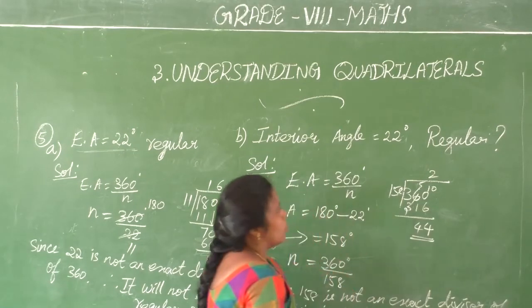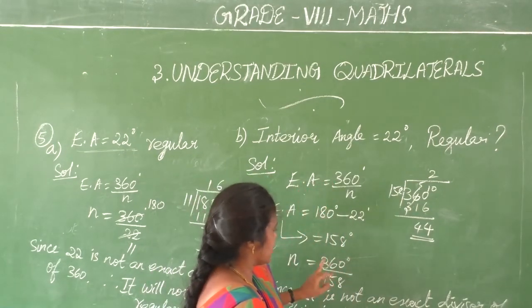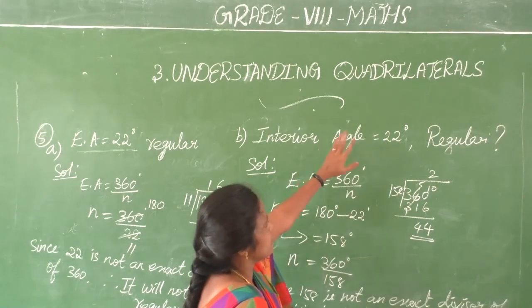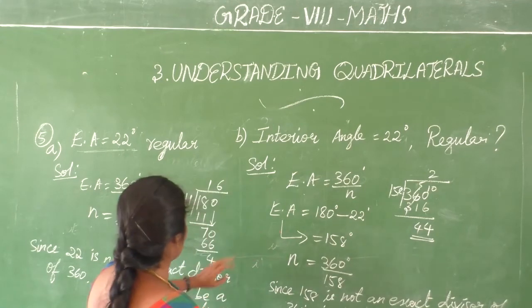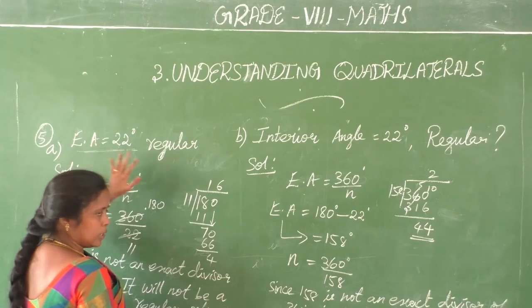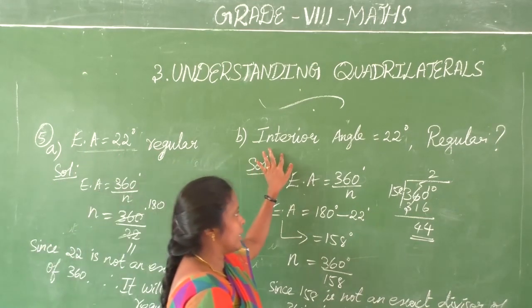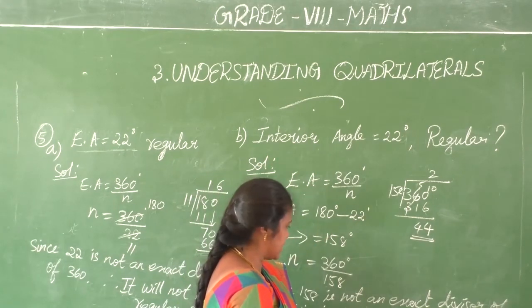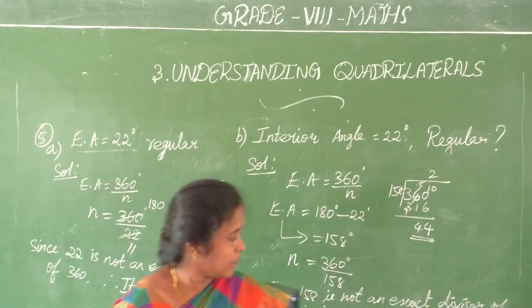Understood? The main reason is that 360 degree is not exactly divisible by 22 degree, so in both cases it is not possible. When the exterior angle is given, the figure will not be regular. When we consider the interior angle, we also decided the given figure will not be regular. This is the reason. Clear?